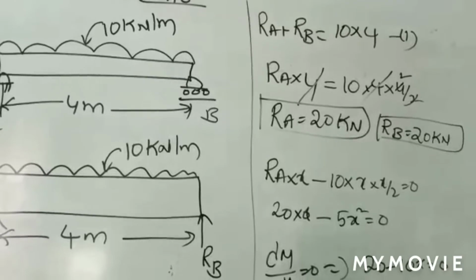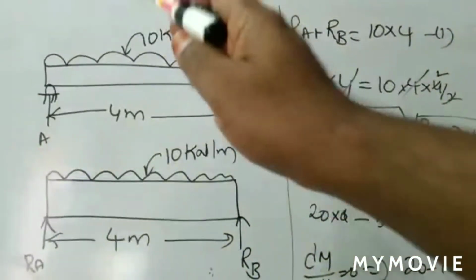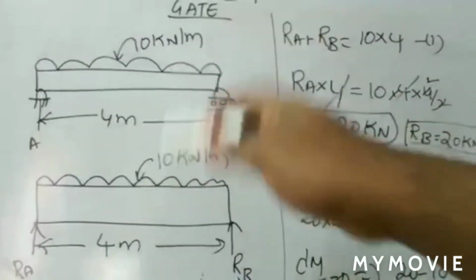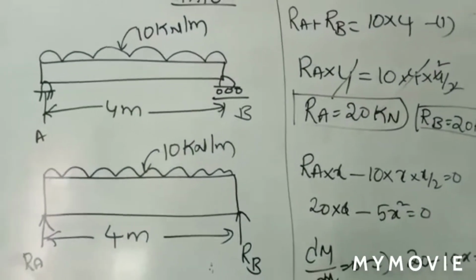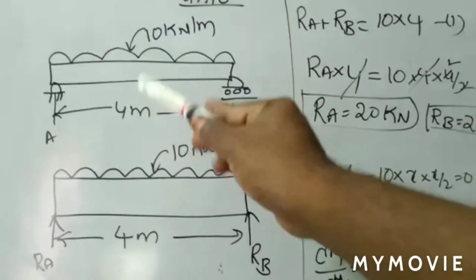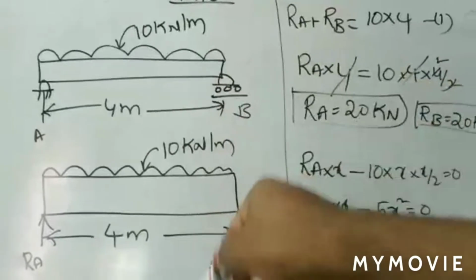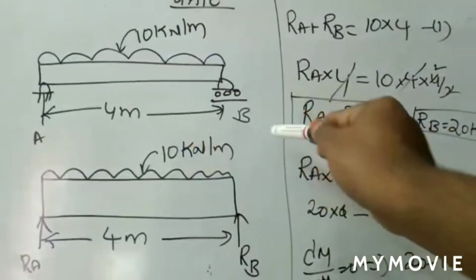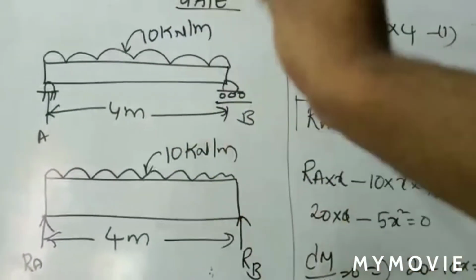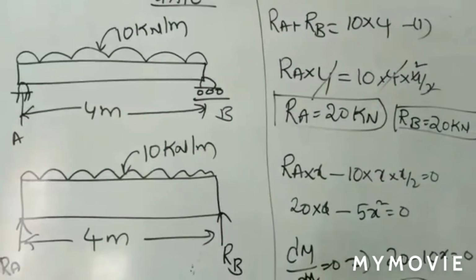Now what you are supposed to do is simply draw a line at any distance x, as per your convenience. Let us draw a line x on your beam from the left end. Draw a line at x distance.